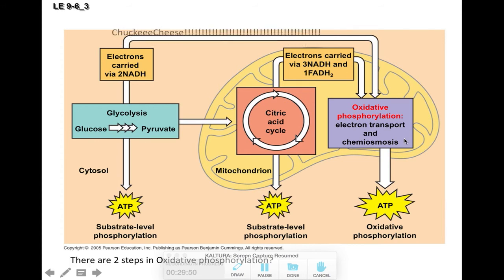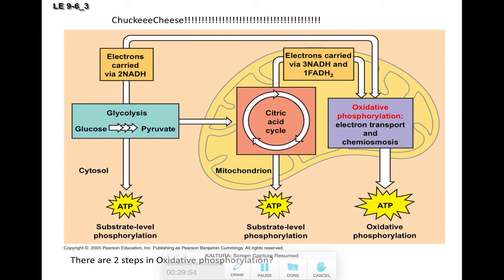So let's see what oxidative phosphorylation is. Oxidative phosphorylation is the last stage of cellular respiration, which takes place inside the mitochondria after the citric acid cycle, and it is going to use all the NADHs and FADH2s that are formed from the previous stages of cellular respiration.